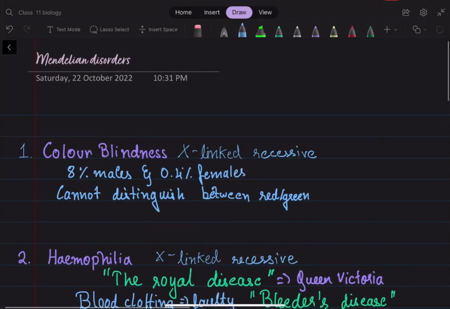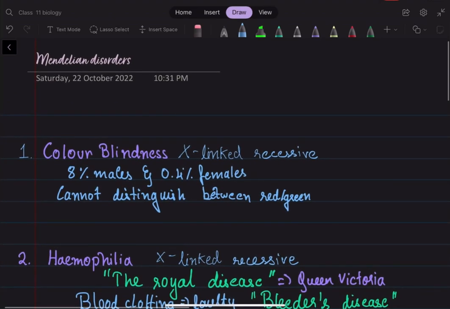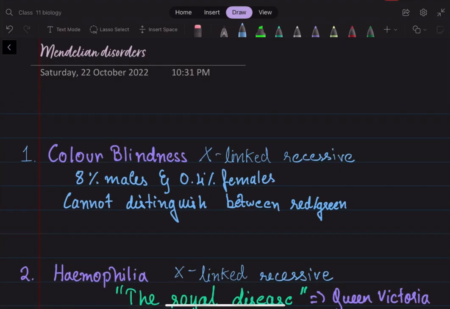In this video, we'll be learning about Mendelian disorders. In general, genetic disorders are categorized into Mendelian disorders and chromosomal disorders. In Mendelian disorders, we find defective genes due to which abnormal characters are seen, whereas in chromosomal disorders, the number of chromosomes is abnormal. So, let us see a few Mendelian disorders.